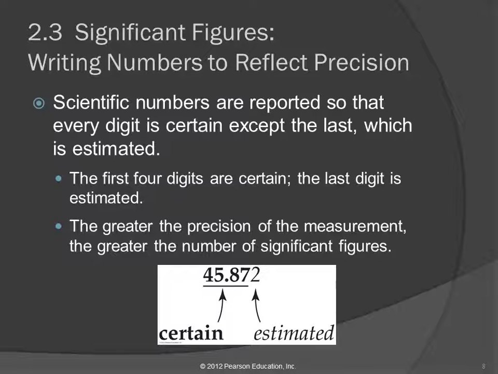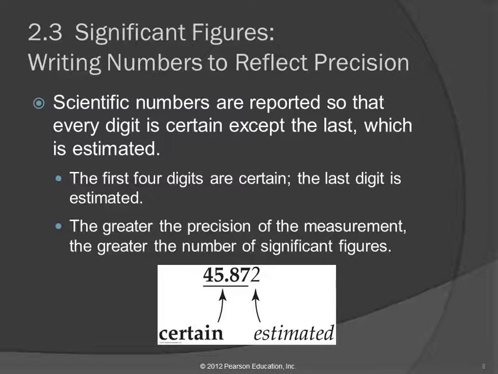And so if this is a measurement, 45.872, the last digit is always an estimation. So we would say that these first 4 digits are certain and the last one is estimated. The estimated digit is important. It gives us some information, and we want to keep all the information we can.